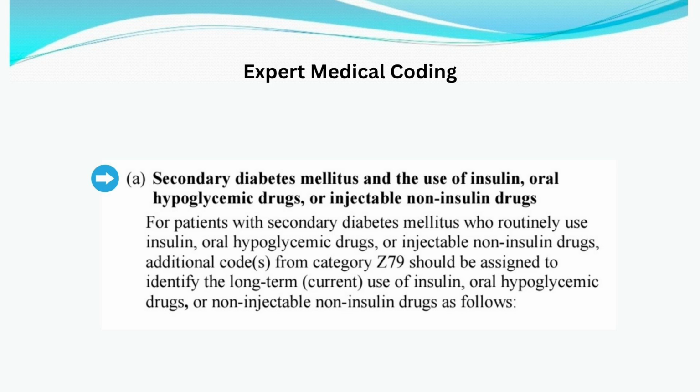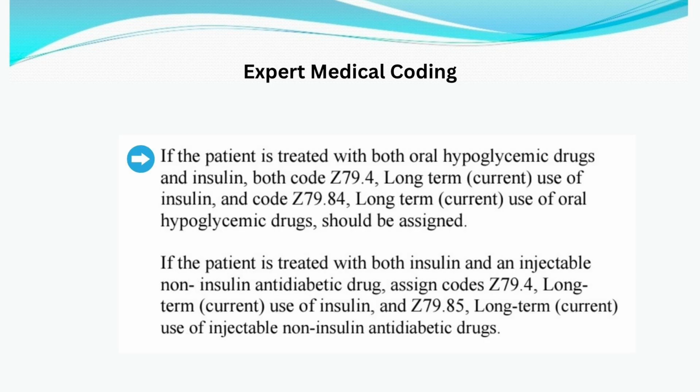Now let's move towards the next coding clinic, and that is secondary diabetes mellitus and the use of insulin, oral hypoglycemic drugs or injectable non-insulin drugs. For patients with secondary diabetes mellitus who routinely use insulin, oral hypoglycemic drugs or injectable non-insulin drugs, additional codes from category Z79 should be assigned to identify the long-term current use of insulin, oral hypoglycemic drugs, or injectable non-insulin drugs as follows. If the patient is treated with both oral hypoglycemic drugs and insulin, both code Z79.4 long-term current use of insulin and code Z79.84 long-term current use of oral hypoglycemic drugs should be assigned.